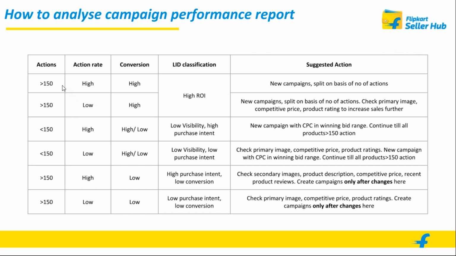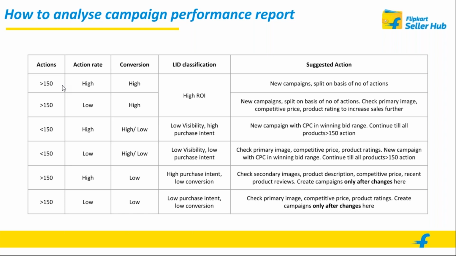For the actions, we have kept it pretty simple. Given the kind of conversion rates that we have, we recommend at least about 150 actions for a product. Now, why do we say so? Actions basically is how many times a customer has clicked on that product and seen its details, and that is when it enters the consideration set of the customer. After that, he will purchase.